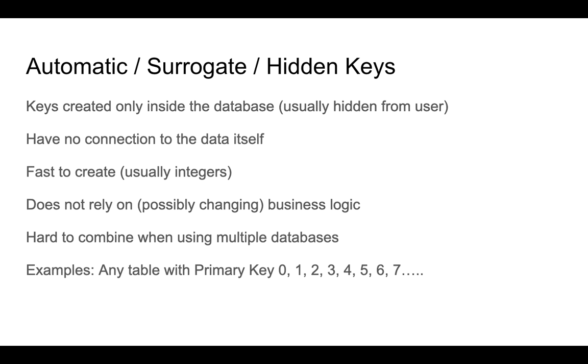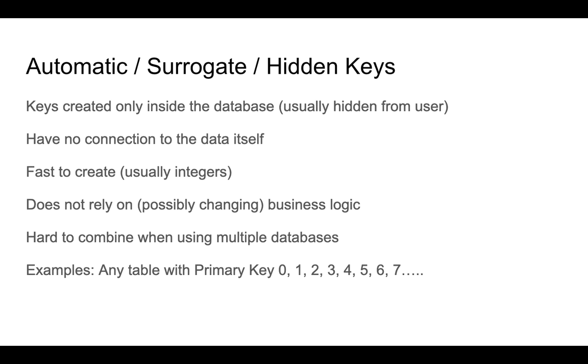One advantage to it is it's really fast to create and very easy to understand. And so usually it's just integers, starts at 0 and automatically increments 1, 2, 3, 4, 5, 6, 7 every time you add a new row. Doesn't rely on any business logic, so if you change your columns, if you change your tables, whatever, your key happily just keeps on auto-incrementing and adding new unique IDs at the end.